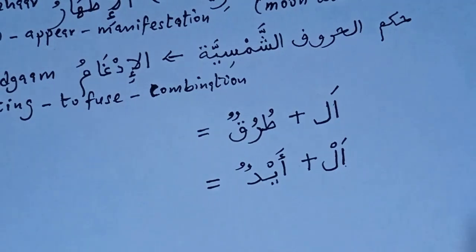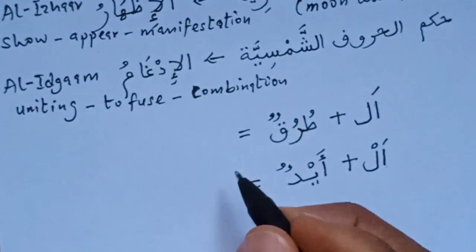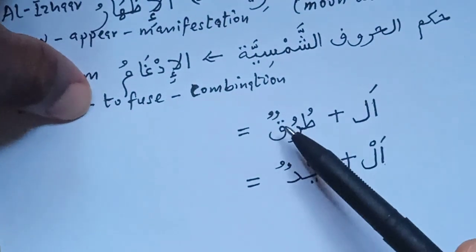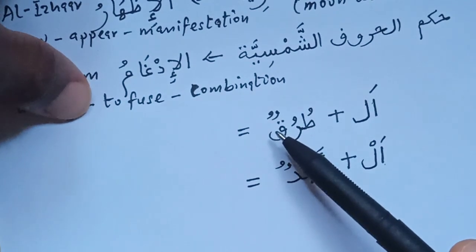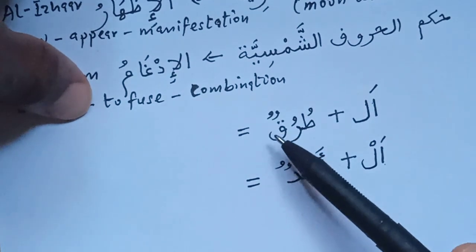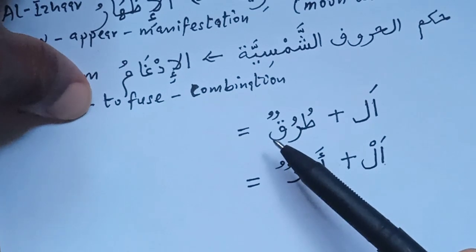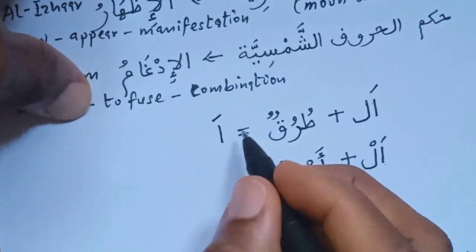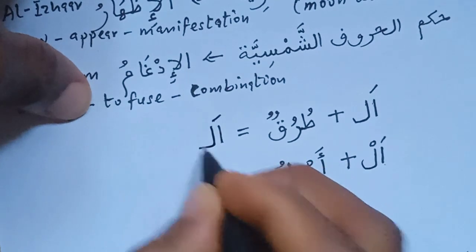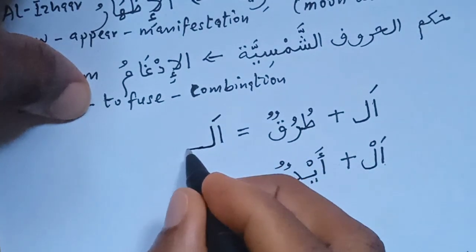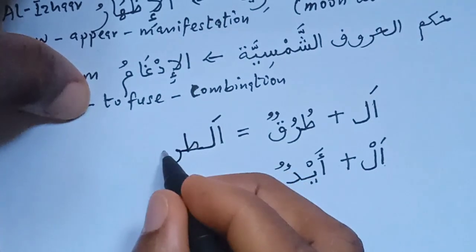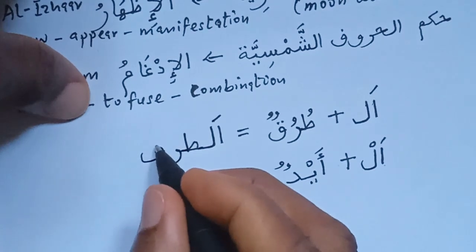Okay, so to combine this and express the way it's going to be read out loud, what we must consider here is that one of these dhamma is going to be wiped off. We are not going to express it when it has been completely combined with the Alif and Lam. So take care of that. We have the Alif with the fatha, then the lam, which is going to be joined with the Ta, and the Ta will be joined with the Ra and the Qaf.